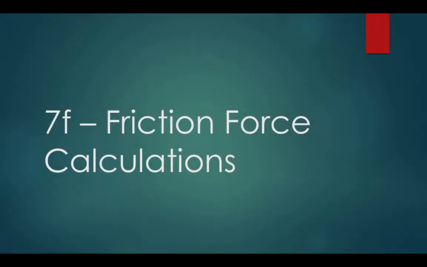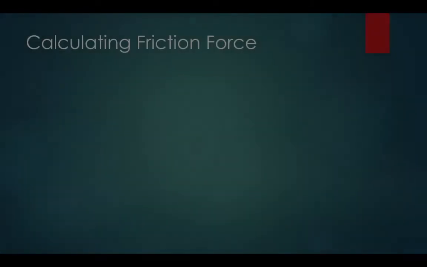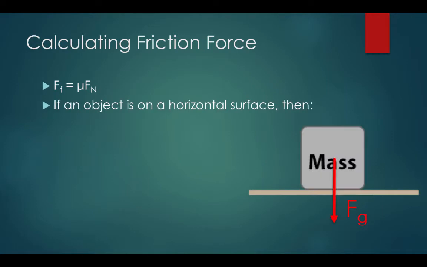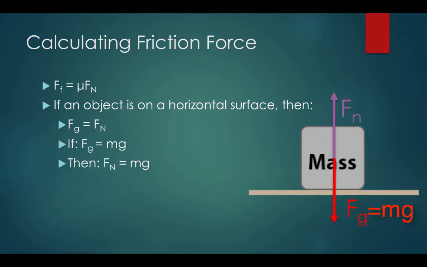Lesson 7F, Friction Force Calculations. Remember, the formula for friction force is mu times force normal. So if you have an object on a horizontal surface, then force gravity equals force normal. Fg equals Fn. So if force gravity equals mass times gravity, then force normal equals mass times gravity. We simplify friction force as mu times mass times gravity.